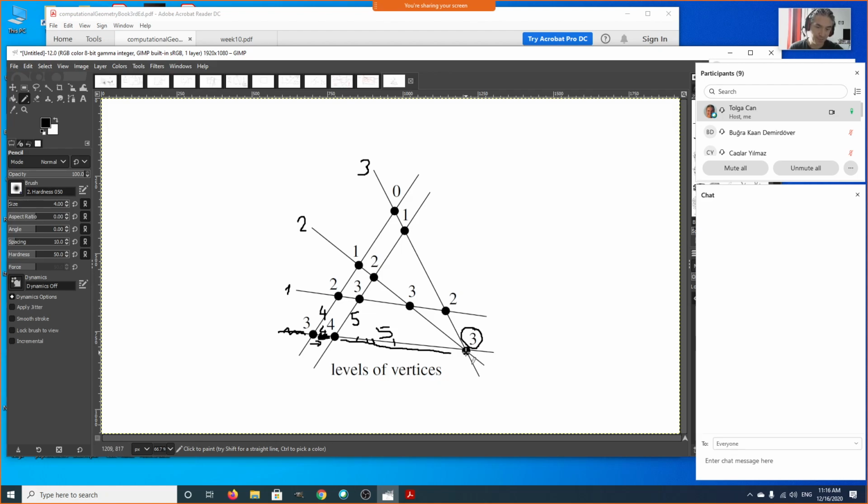Any point on this edge will have a level of 3. There are exactly 3 lines that are above it. Which are those lines? 1, 2, and 3. These are the 3 lines that are above these points.